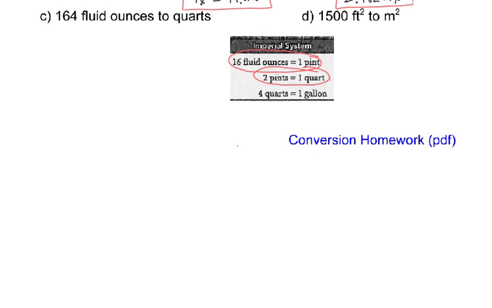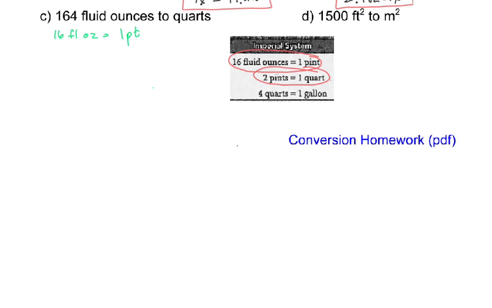Just like before, we start and we write 16 fluid ounces is equal to 1 pint. But in order to get this to work, if you notice here, we have 2 pints is equal to 1 quart. So technically what we have to do with our original problem is make sure that our pints match the conversion unit on the left side of this second equation. So in essence, we're going to have to double it.